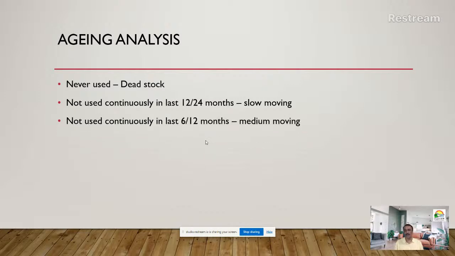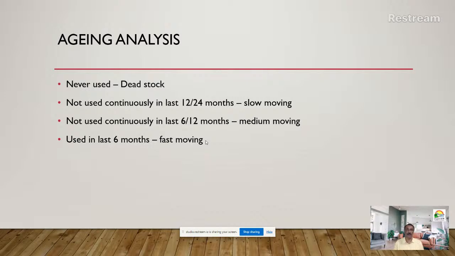And if not used continuously for either 6 or 12 months, you can consider it medium moving. And if there is a consumption even one time in the last 6 months, you can classify it as fast moving. Even your finance department makes a provision for dead stock. Many times they will also define dead stock as well as non-moving inventory. Maybe you have to check with your finance department and your inventory policy on how you are classifying.